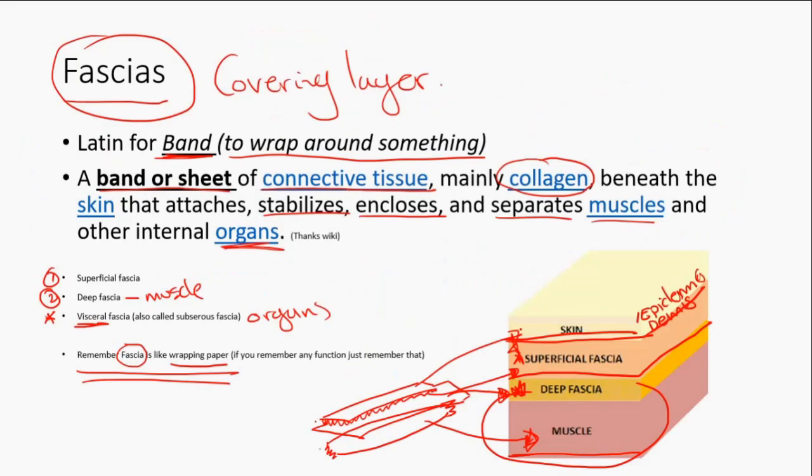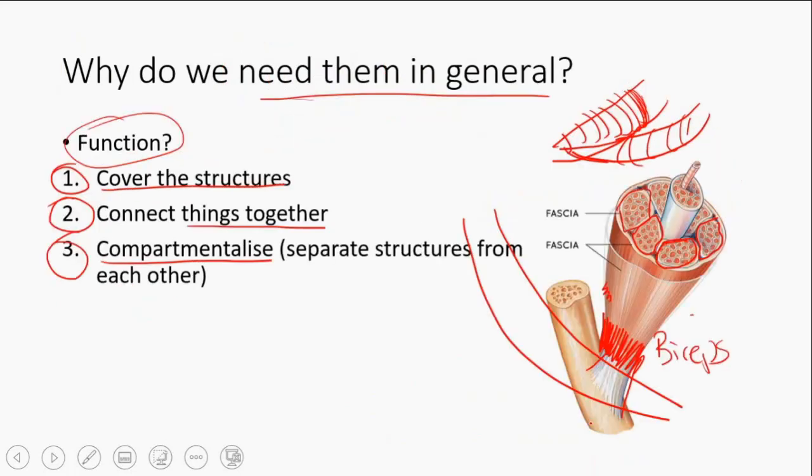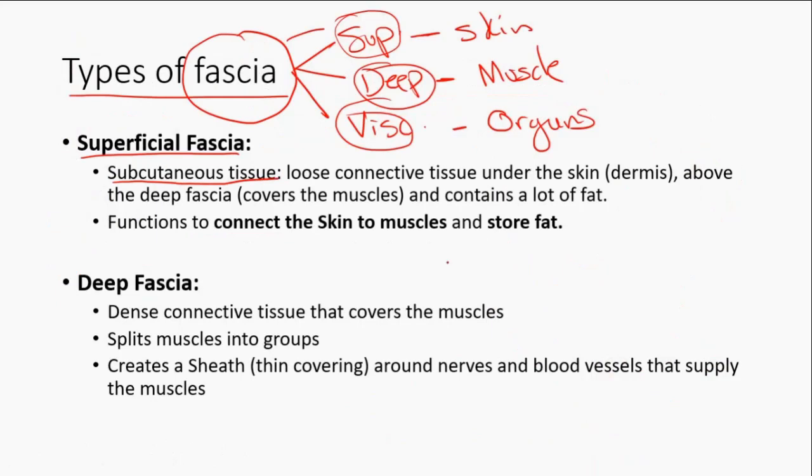So here we have the dermis, here we have the skin, and underneath the skin we have the superficial fascia. This is the subcutaneous tissue that I was talking about in the last lecture. And then underneath that you have the deep fascia. Let me just get back to that slide. So its function, the superficial fascia, is the same as what we said for the subcutaneous tissue. So its function is to connect the skin to the muscle and store the fat.